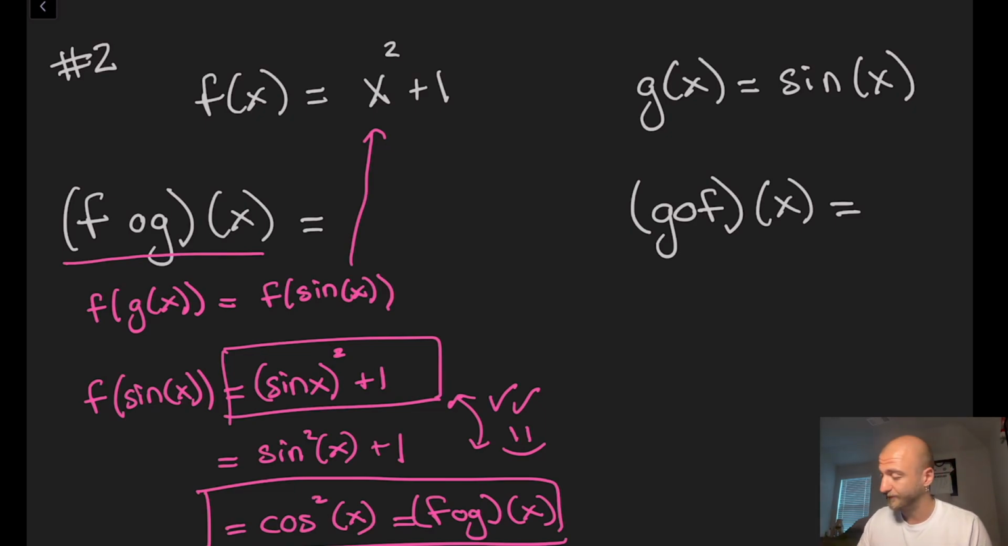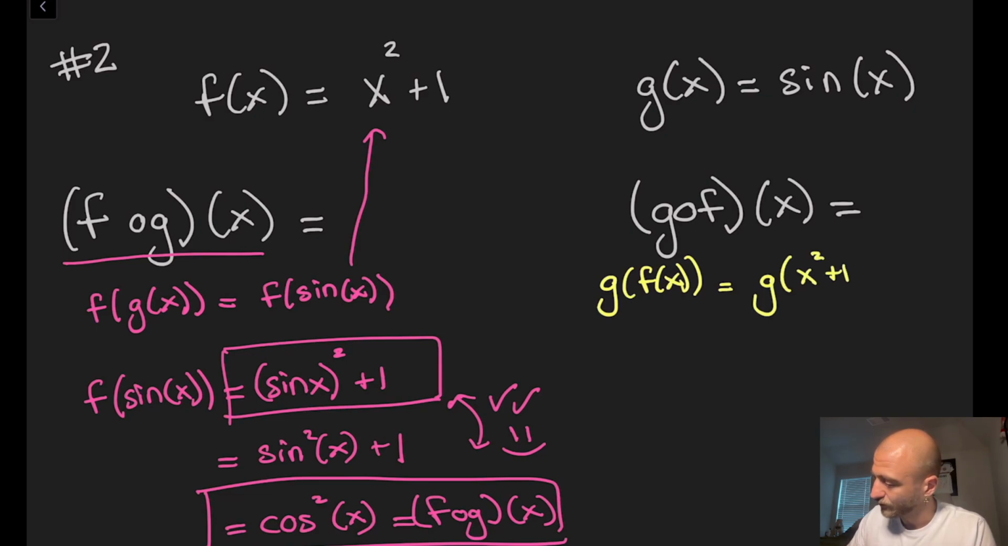What about g of f of x? Same thing. I'm going to rewrite this as g of f of x like this. Well, I know f of x is x squared plus 1, so I'm going to rewrite this as g of x squared plus 1. Then I'm going to plug in x squared plus 1 wherever I see an x in the g function.